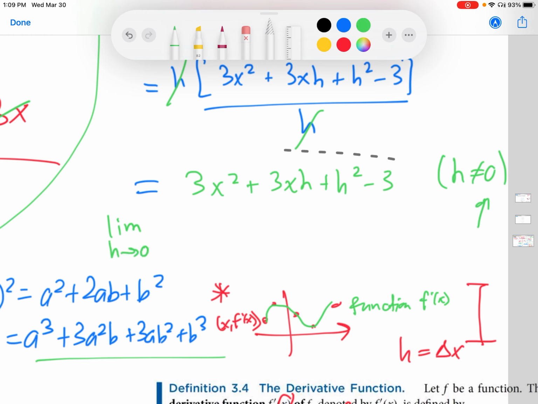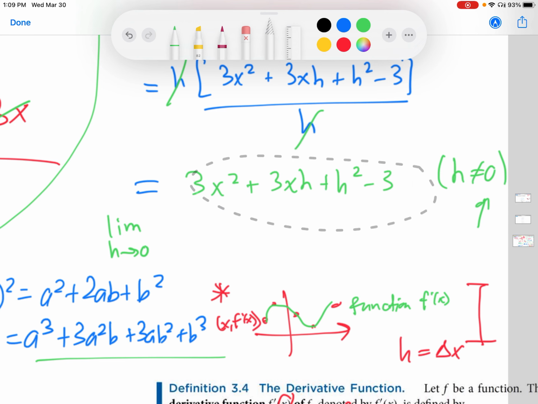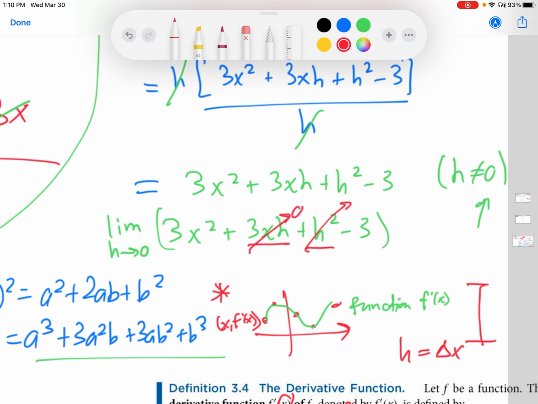So long story short, at the end of the day, we are taking the limit as h goes to 0 of this entire quantity. The nice thing with using technology is I can just duplicate this, save a little time. There we go. And then we're taking this limit as h goes to 0. Everything that has an h turns into a 0. So this term and that term, they have h's, they go to 0. And I'm left with 3x squared minus 3. That is my derivative function.